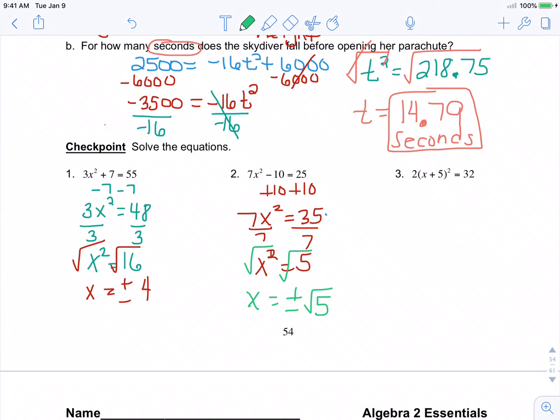Remember that plus or minus is in every answer that isn't a word problem. And these should all be exact, like the square root of 5. Only time decimals go are when we have word problems. All right, the last one has parentheses. So we're going to still work through this the same way. We are going to divide by 2 first because that's in front of the parentheses. We keep the parentheses. We're not getting rid of them. This one's slightly different. 32 divided by 2 is 16.